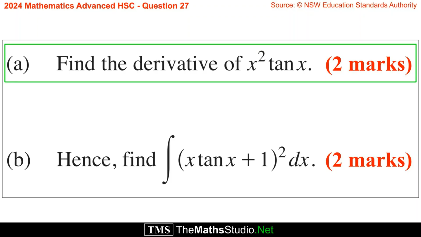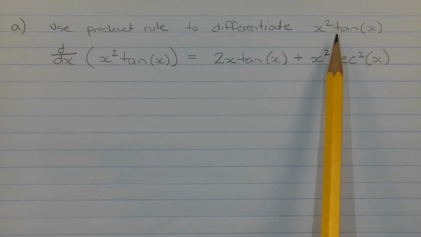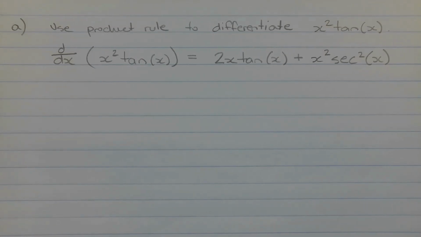Question 27, Part A. Find the derivative of x squared tan x. Use the product rule to differentiate x squared tan x because we have a product of two functions of x. We have an x squared and we have a tan x. Now the derivative of x squared is 2x and the derivative of tan x is sec squared x. So the derivative of x squared tan x is equal to 2x times tan x plus x squared times sec squared x. And that's using the rule u dash v plus uv dash, where u is equal to x squared and v is equal to tan x.